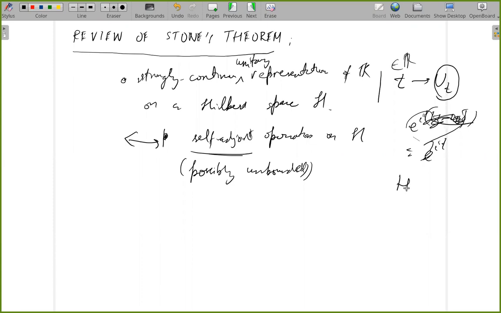If I give you any self-adjoint operator, I can always exponentiate it, right? I can always look at this. So this is already giving you a unitary group. Yeah, so you do have a strongly continuous unitary group.